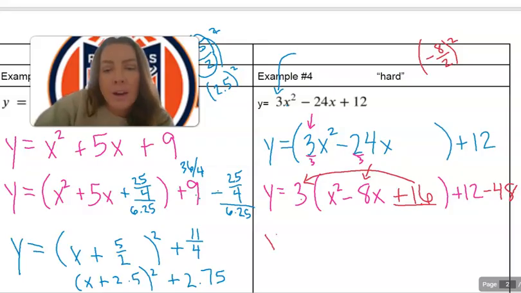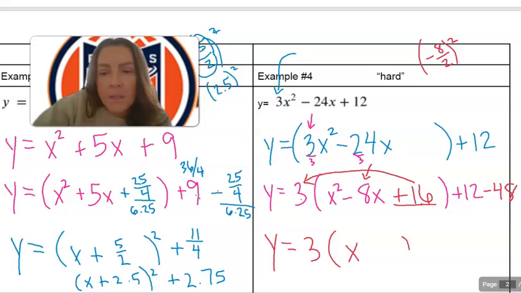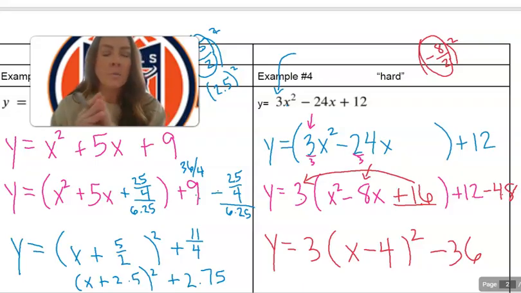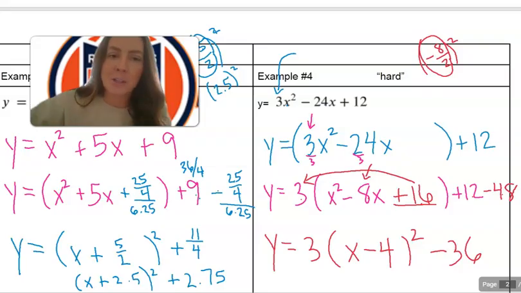Okay, so now our final step is we have to leave the 3, and our middle term is going to be negative 8 divided by 2, which is negative 4. 12 minus 48 is negative 36. Okay, so if that hard example is still a little confusing, I totally understand. I just want to expose you to it for now. And if we do conic sections later on in the year or Sec 3, we will definitely be bringing this back and showing you some more examples.